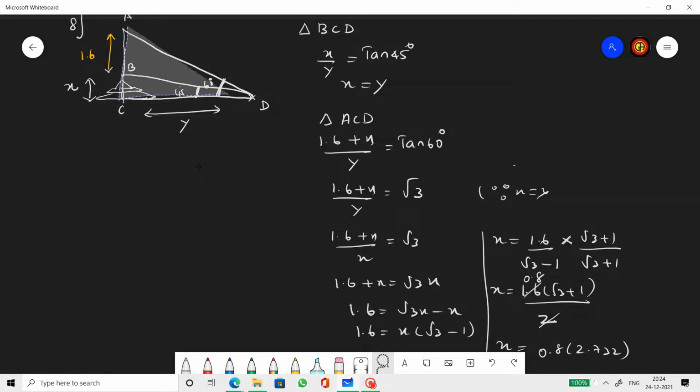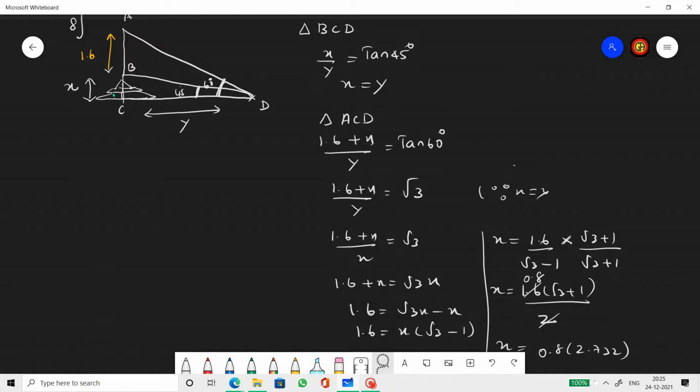Then taking triangle ACD, in which the opposite side is 1.6 plus x and the adjacent side is y. So (1.6 plus x) by y equals tan 60 here. Tan 60 value is root 3. Take the y to the right side, or you can substitute x as y because we know x equals y.